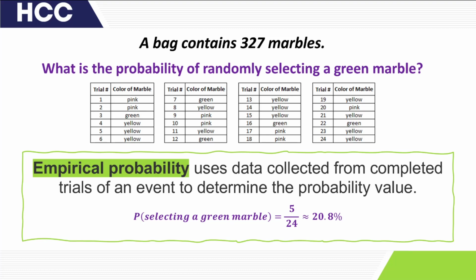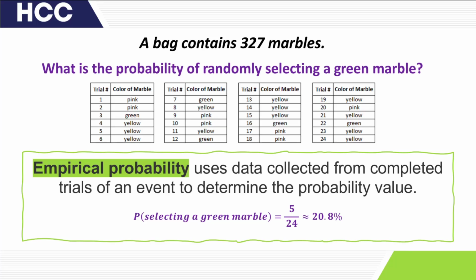It's important to note here that if I did this tomorrow and I did it 30 times, I might not get exactly 20.8. So the 20.8 is an estimate based on data that was collected.